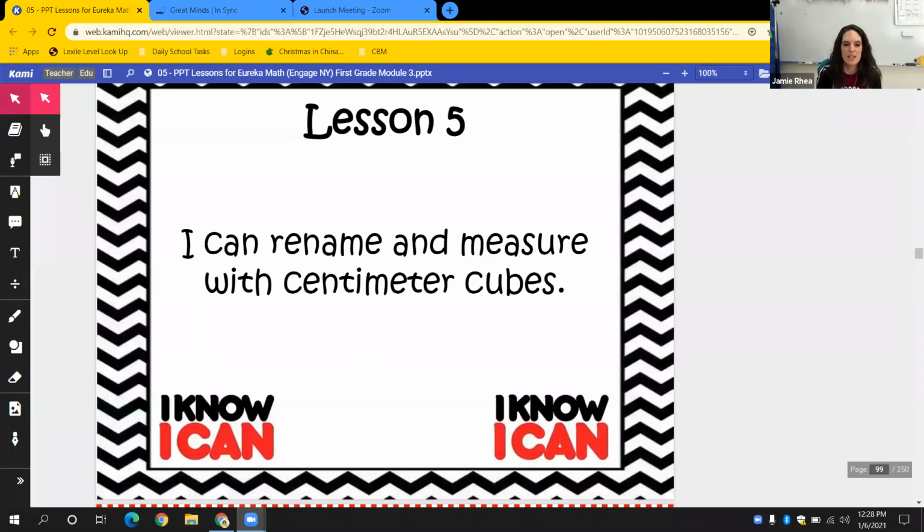All right, so we are on lesson 5 today. I can rename and measure with centimeter cubes. Now, in our case, if you don't have centimeter cubes, you're going to use centimeter paper. All right, so let's go.